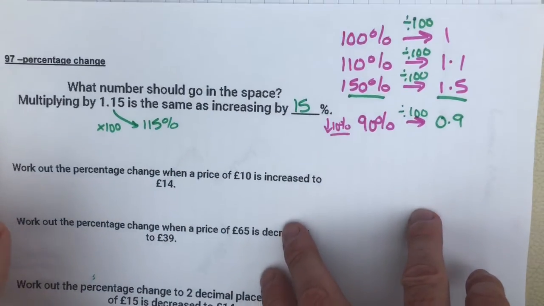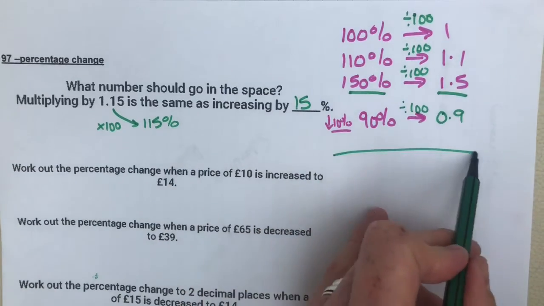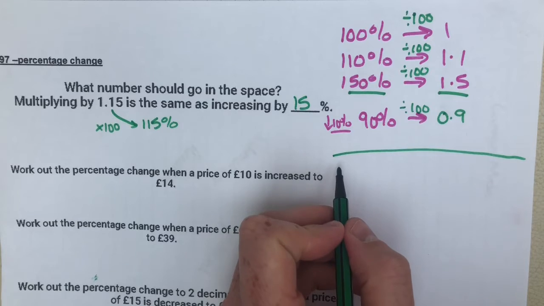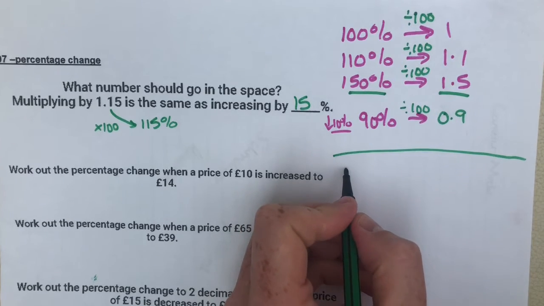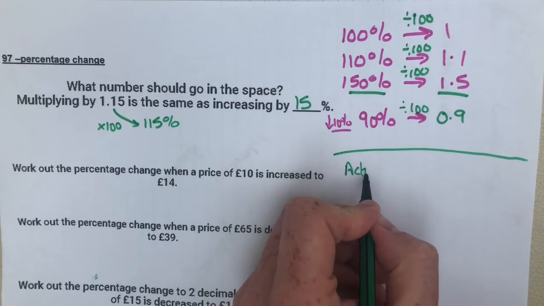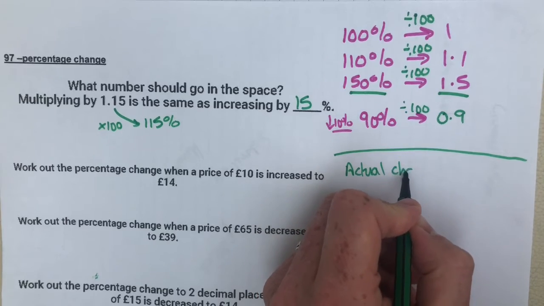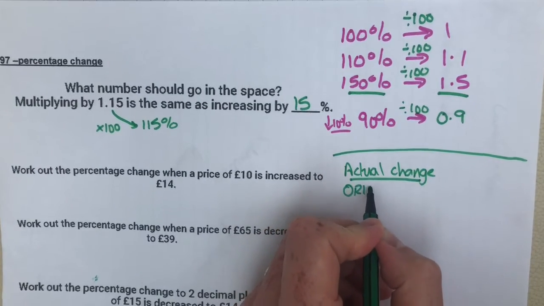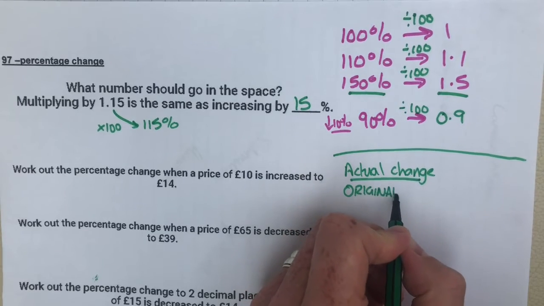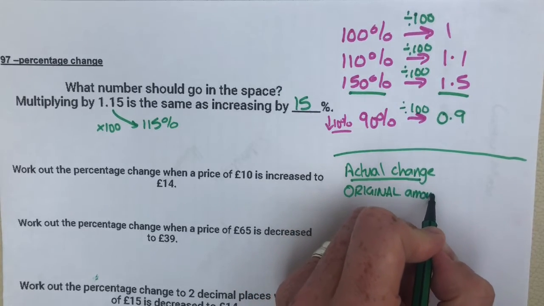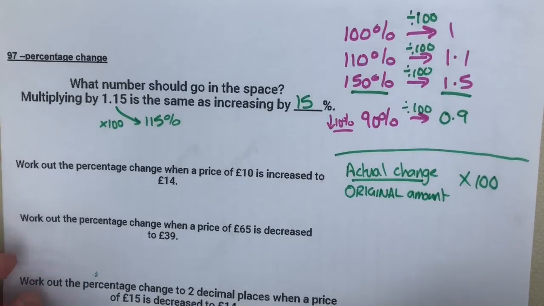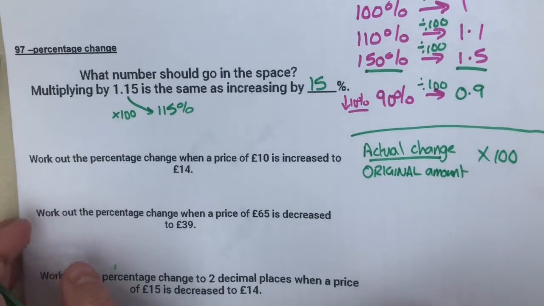Okay, right, so the second part to this is working out percentage change. The key formula for working out percentage change is the actual change divided by, and this is really important, the original amount, so it's the one that's first, times by 100. So let's use that formula.